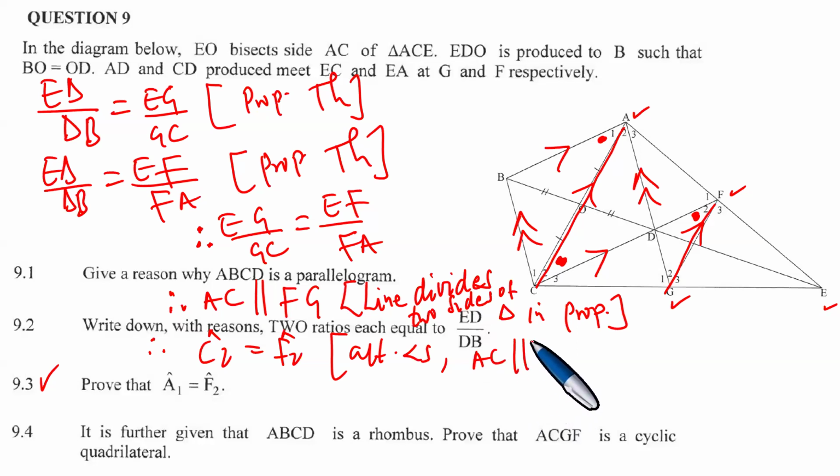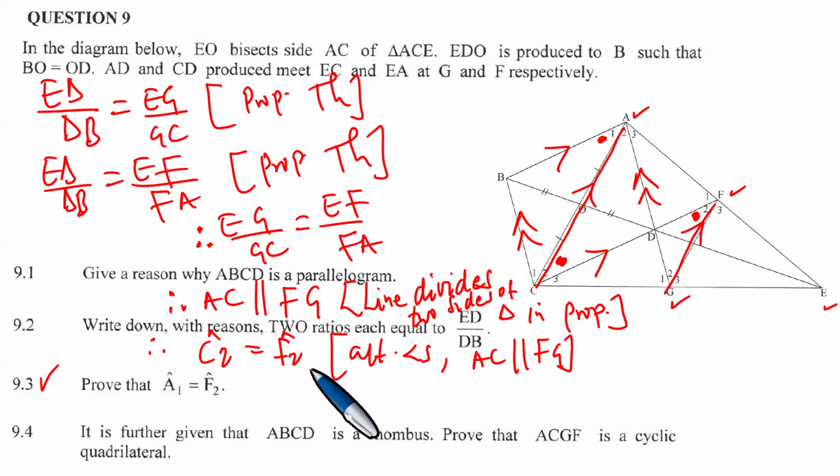AC is parallel to FG. Okay, note that if AC is parallel to FG, it means that we can see angles in Z. So this C2 is equal to F2 because this makes a Z. Okay. Right. Now, what else do we say?